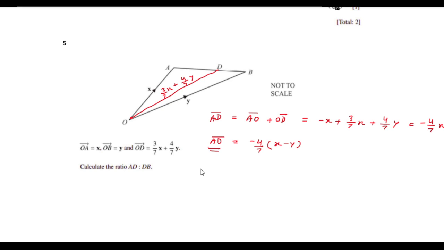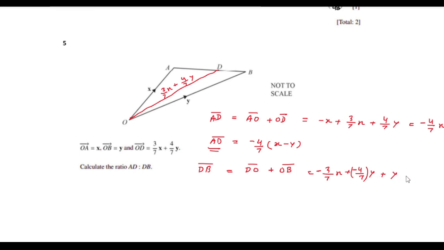Similarly you will find this DB bar. Now DB bar, you can say that DB bar is what? DO bar plus OB bar. Now DO bar is 3 divided by 7 times x plus 4 divided by 7 times y. I'm making some mistake. DO is negative, so this is minus, and this will also be minus, minus 4 by 7 times y, plus OB bar. Now OB bar is what?